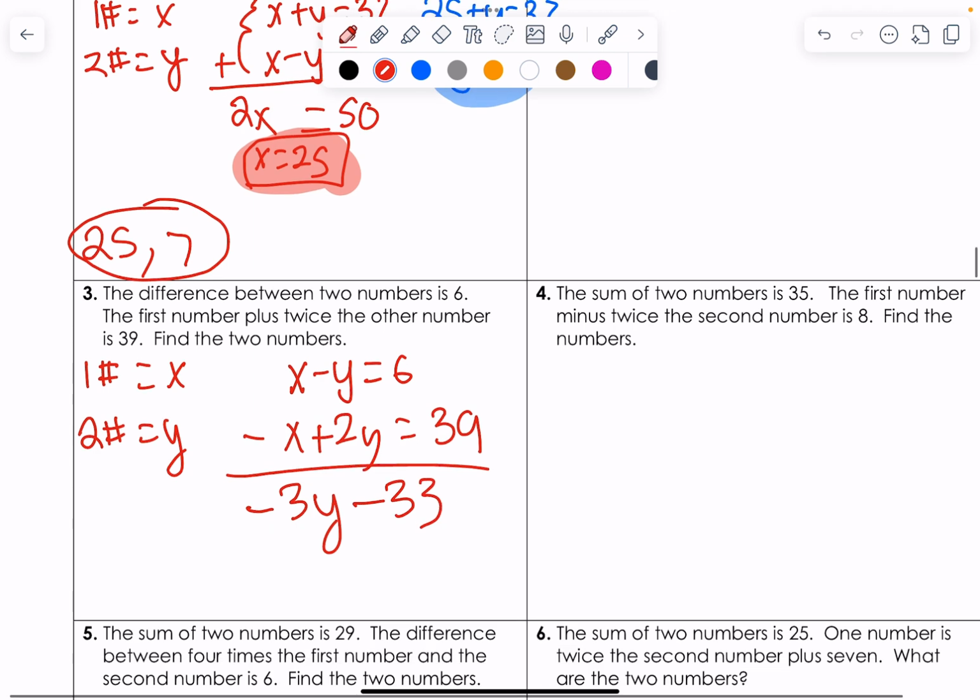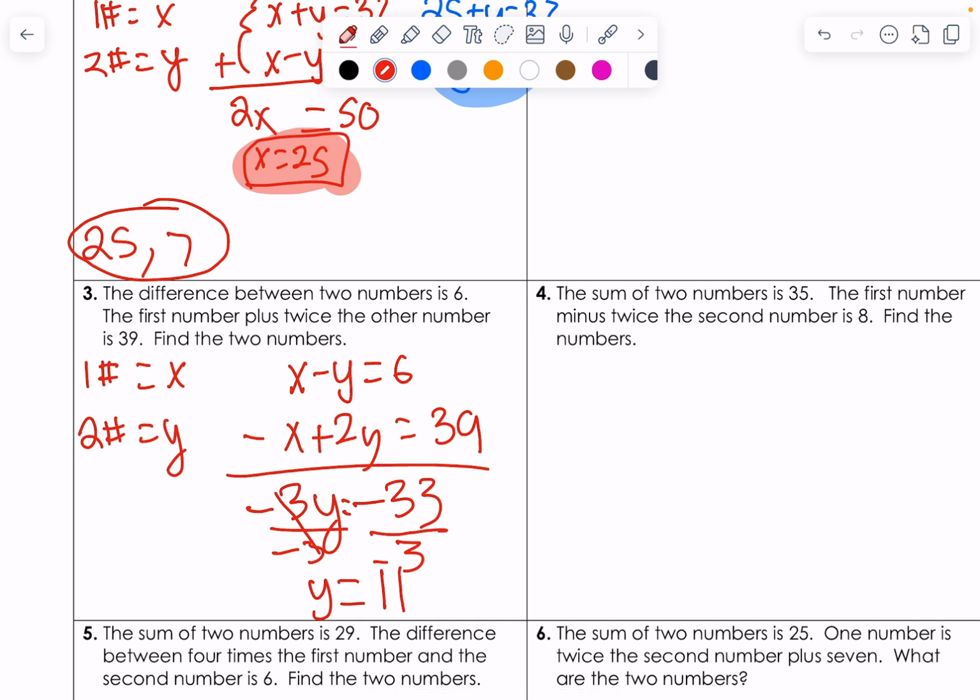From there, I can indeed solve for y, dividing both sides by negative 3. And I should get that y equals positive 11. Again, we are not done. We have found one of the two numbers. We must find the other. And so to do that, I'm going to simply take my y equals 11 and pick an equation and plug it in. I'm going to pick the top equation. When I do so, I get x minus 11 equals 6. I can add 11 to both sides and find that x is equal to 17.